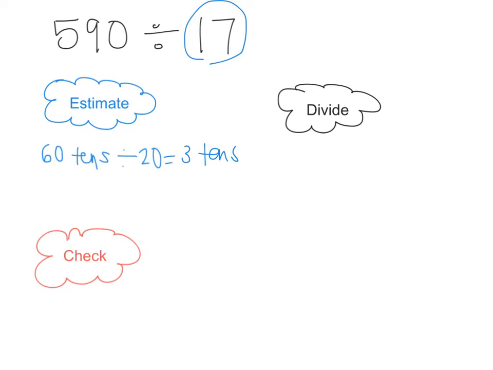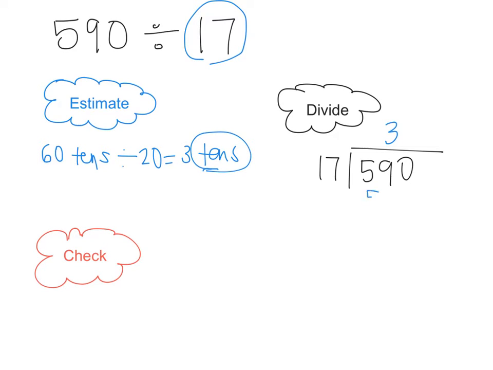So let's try dividing. I have 590 divided by 17. Should I start in the hundreds place, tens place, or ones place? Let's take a look at my estimate. My estimate is how many tens? Because I have the tens here, I know that I'm going to start with having 3 in the tens place. Okay, what's 3 tens times 17? 51 whats? 51 tens. So I'm going to put 51 and make sure the 1 is in the tens place. Do you guys see how that's in the tens place? Is this 51 tens or 51 ones? 51 tens, good.